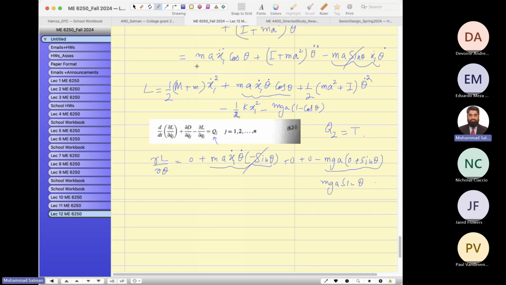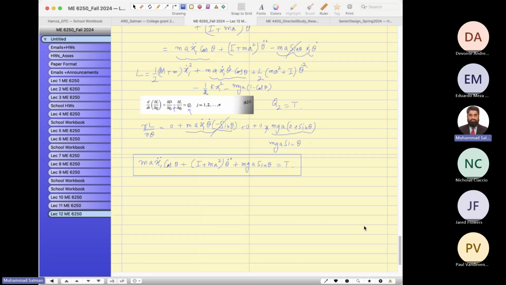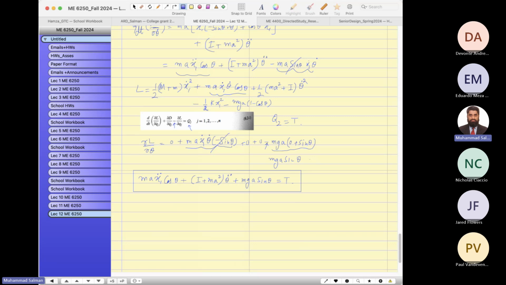It would be starting from here, ma x1 double dot cosine theta plus I plus ma square theta double dot, then you are left with minus sign, because this negative sign and this negative sign will become positive, okay? mga sine theta equals the torque. This is the second equation. This was a lengthy problem, but it worked out nicely that we did it slowly. So let me grab the results from our book. So the first equation of motion is, let me grab the whole equation here.